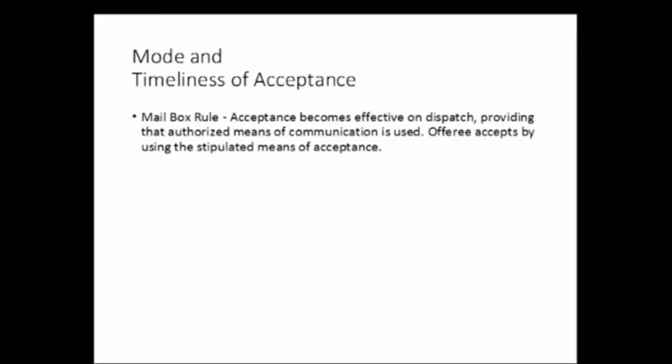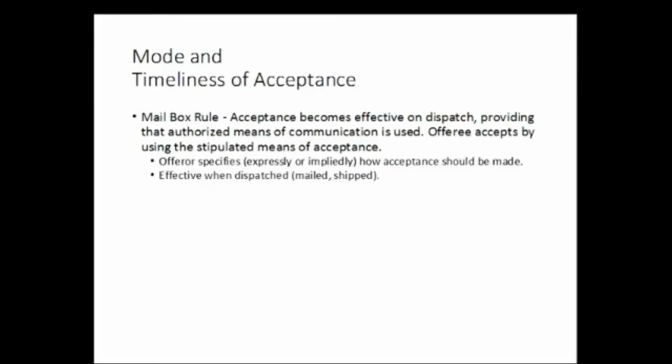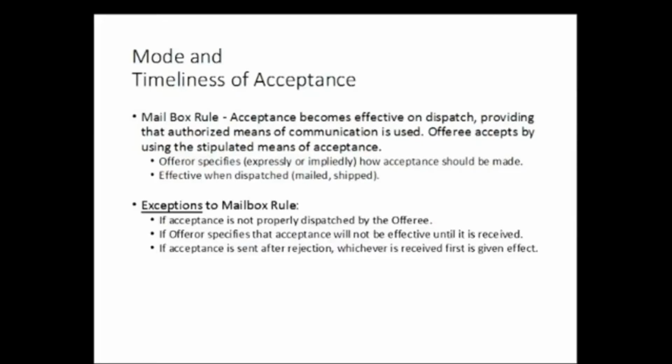Let's talk now about the timeliness of acceptance. There's something called the mailbox rule. In other words, the acceptance becomes effective on dispatch by an agreed form of delivery. So I receive an offer, buy my widget for $3, and I put a check in the mail for $3. That basically delivery, the mailbox rule, is acceptance of the contract.